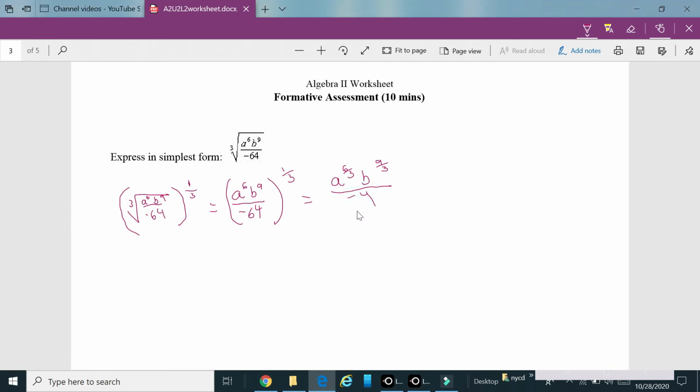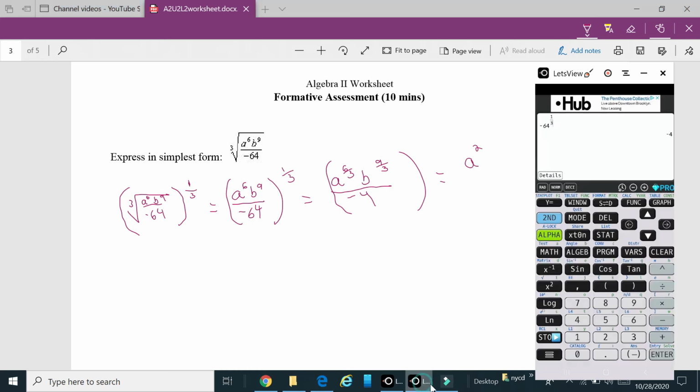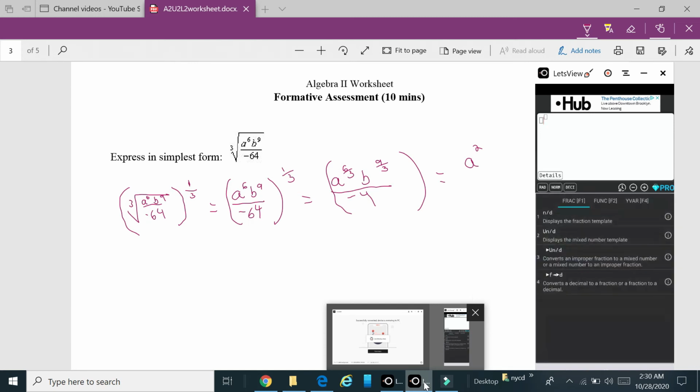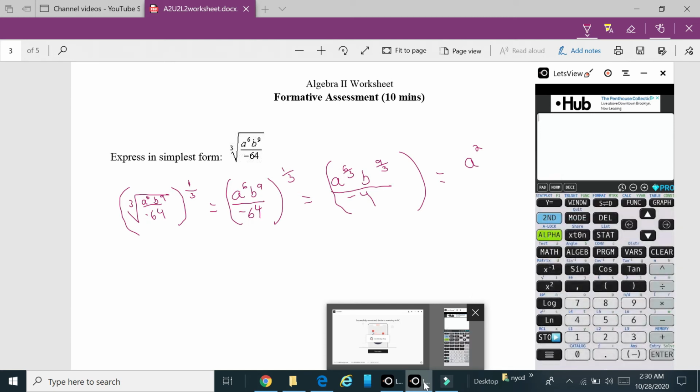Okay? Not done yet, because you have to clean up those fractional exponents a little bit. So the question you have to ask yourself, what's 6 divided by 3, which is going to be a to the 2nd power. And if you don't know, put it in the calculator. So alpha y equals fraction. Alpha y equals first one, and then 6 over 3, which you get 2.